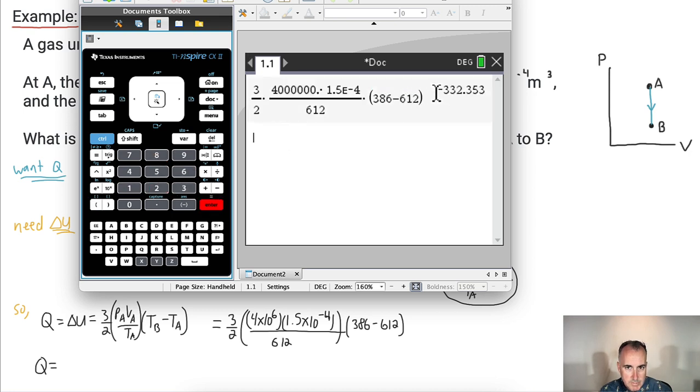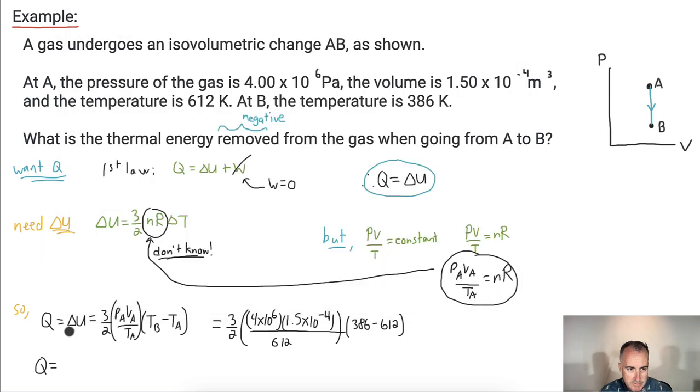The answer is going to be minus 332.353. Remember, these are units of joules. If I look at this, I can use three significant figures, since I've got 3 here, 3 here, 3 here, 3 here. So it's minus 332 joules. This is the thermal energy that's been removed.